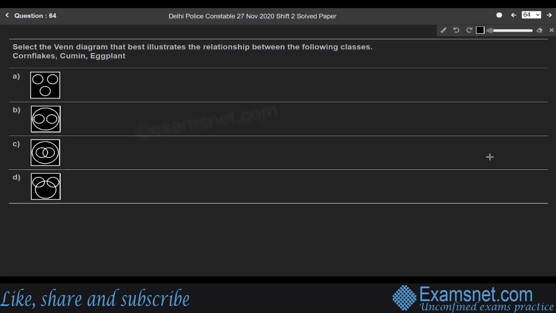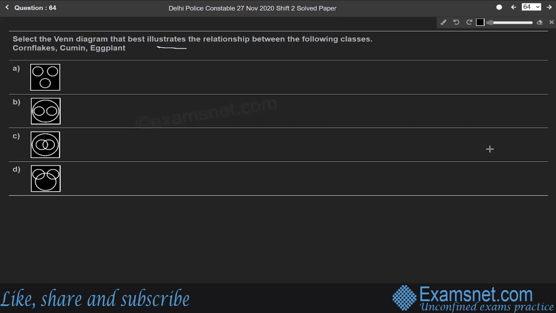Question 64. Select the Venn diagram that best illustrates the relationship between the following classes: cornflakes, cumin, and eggplant. Here the cornflakes are made from corn or maize that is generally eaten with milk, whereas cumin seeds are used as a spice, right? Eggplant is a vegetable. So clearly these three are not related to each other in any sense. Therefore, option A is the right answer.